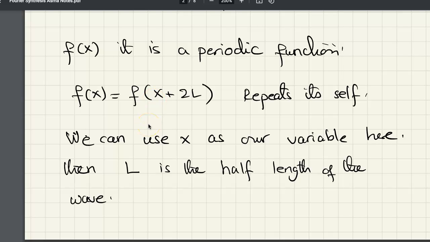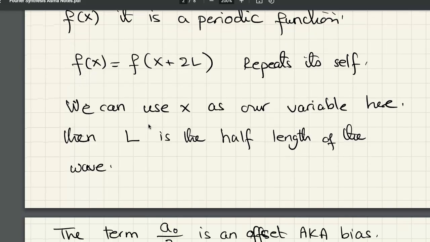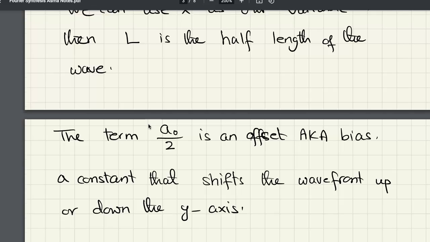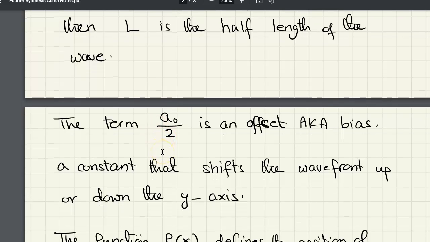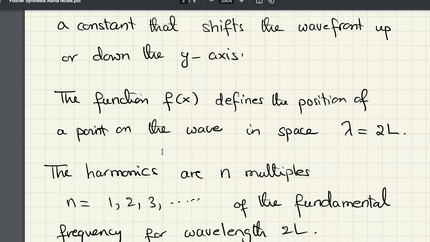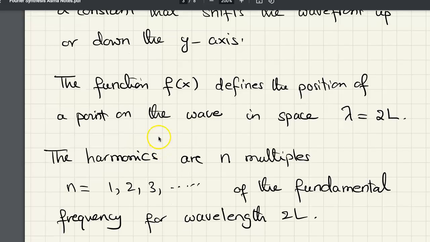Today we will use x, like sometimes we can use x, we can use t, as our variable. Today we will use x as the variable. L is going to be half the length of the wave, which is half of the wavelength. A0 over 2, we call it an offset or bias, a term that is a constant that is going to shift the waveform up or down. We will not use it in our analysis today.